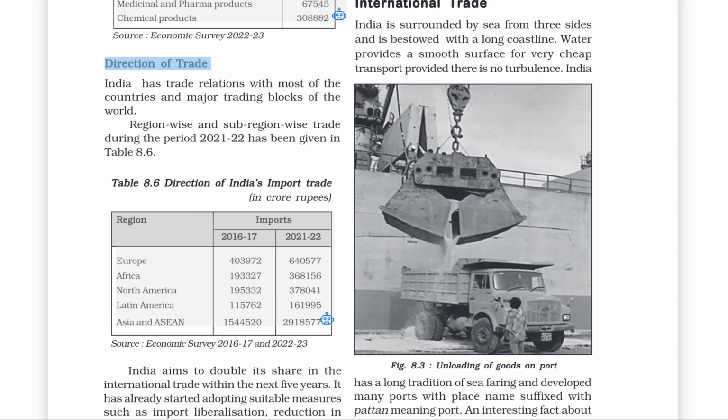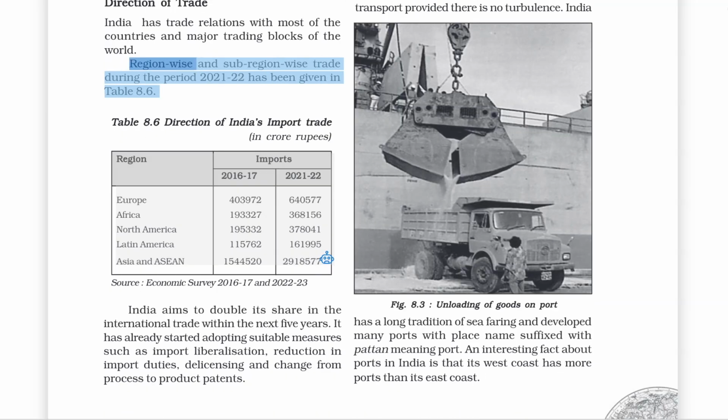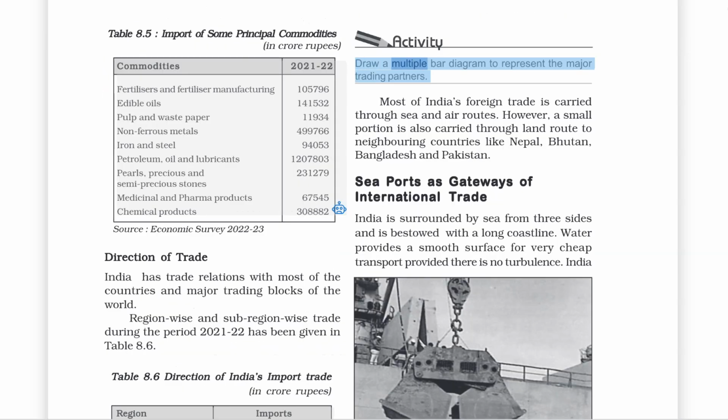Direction of trade. India has trade relations with most of the countries and major trading blocs of the world. Region-wise and sub-region-wise trade during the period 2021-22 has been given in Table 8.6. Draw a multiple bar diagram to represent the major trading partners.